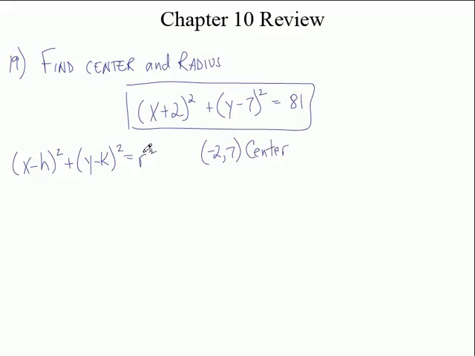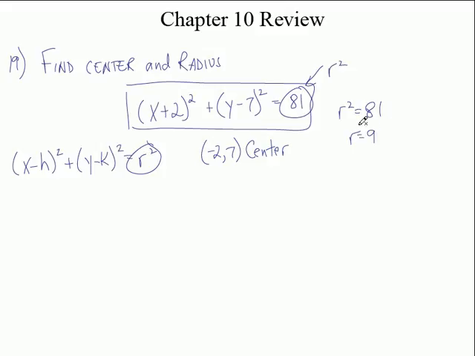Now let's talk about the radius. This is the r squared. Okay, so 81 is r squared. We don't want r squared, we want what r is equal to. So we say r squared equals 81. So if you take the square root, what's r equal to? R is equal to 9.